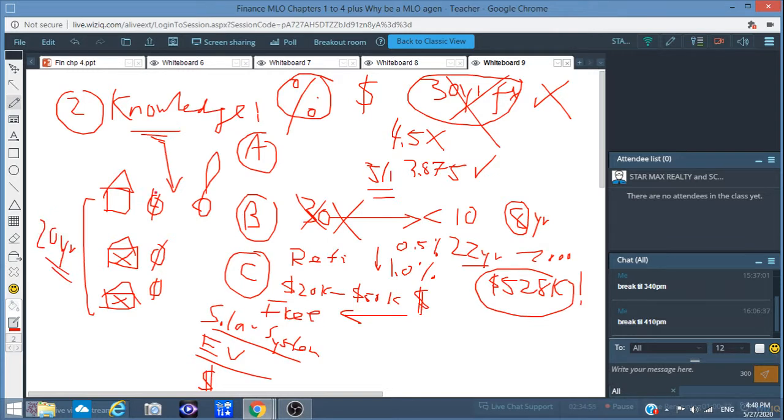20年的计划，三栋房子，自住屋，还有两个出租房，收租。三栋房子是all paid off，这个20年你可以退休。OK, this is knowledge.